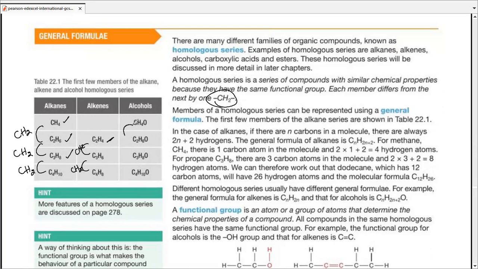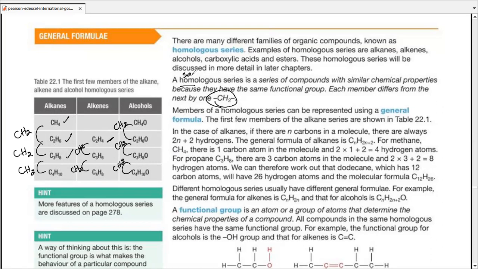Alcohols are again different. This is CH4O or C2H6O or C3H8O. Again, the difference is CH2, no matter which step we are talking about. So for most of the homologous series, every step differs by CH2. But each of these homologous series, these compounds have similar chemical properties. Starting from CH4 to C4H10, all alkanes have similar chemical properties. All alkenes have similar chemical properties in themselves, and alcohols have their own specific set of chemical properties. That's why we call them a homologous series.